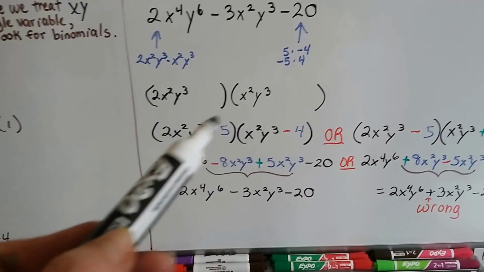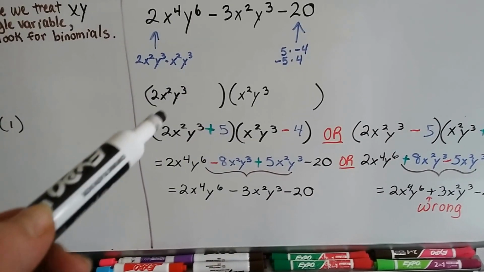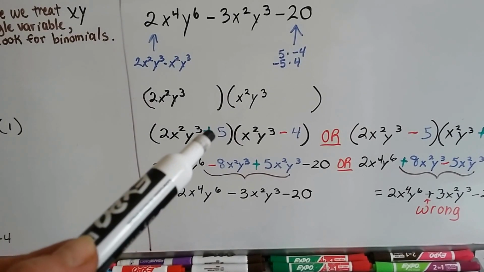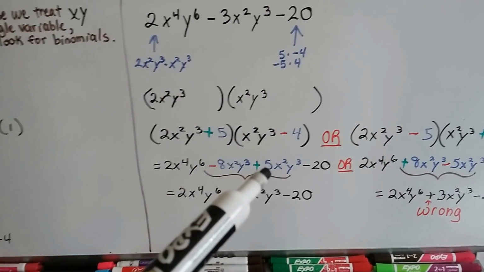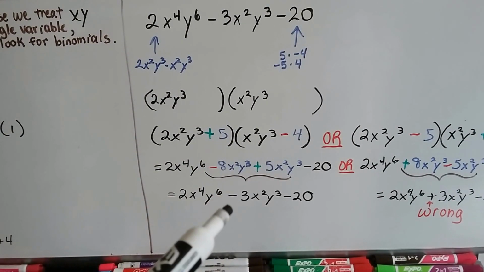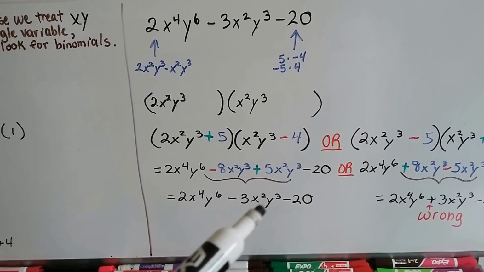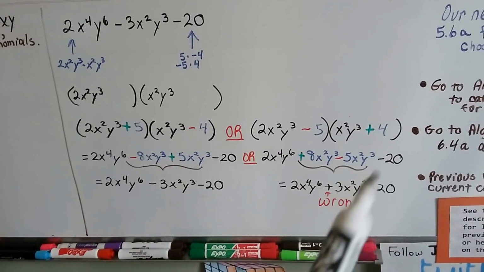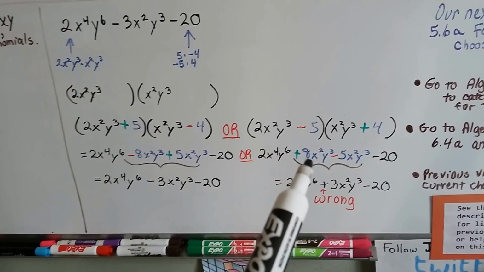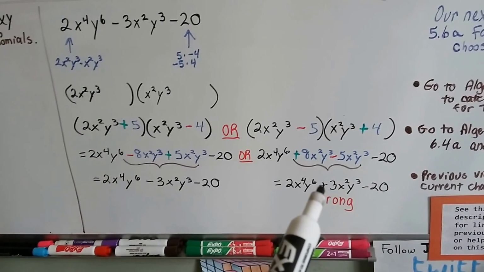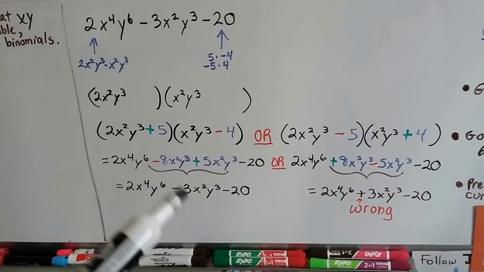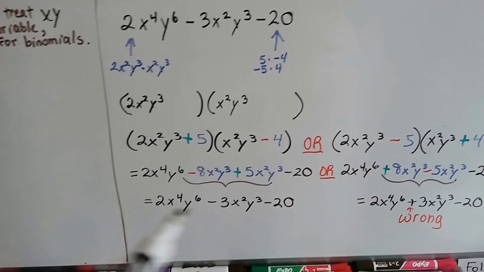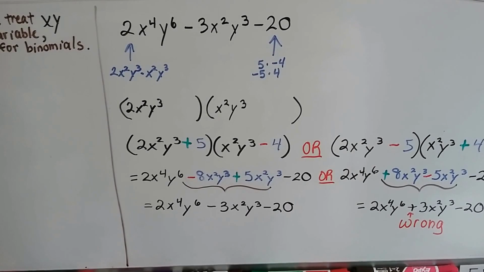When we FOIL the center here, we get a negative 8x squared y to the third power plus a 5x squared y to the third power. When we combine these two terms, we get a negative 3x squared y to the third power, which is what we were looking for. If we had done it this way, with the negative 5 and a positive 4, we would have gotten a positive 8 and a negative 5, and that would have given us a positive 3, which is wrong. So we know that the correct one is a plus 5 minus 4. See? And it gets us back to our original expression.